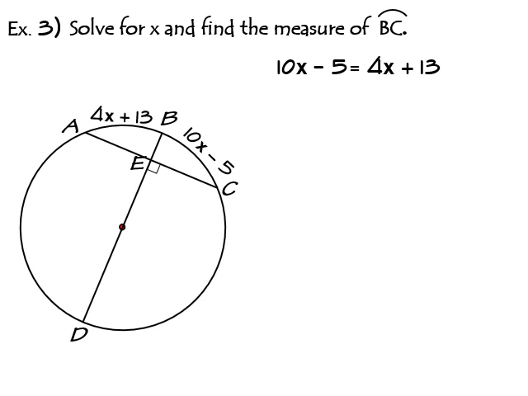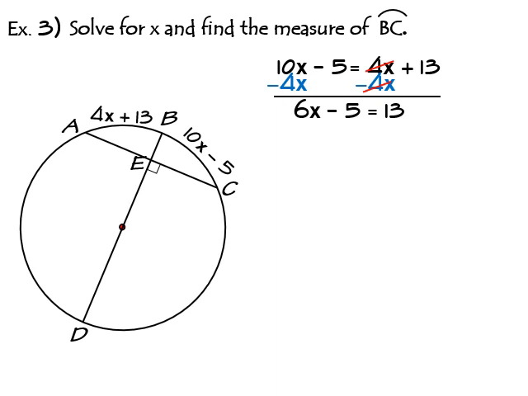Now to solve this, we have to get rid of the 4x and bring it to the other side. So we're going to subtract 4x from this side and subtract 4x from this side. Cancel that out. 10x minus 4x is 6x. Drop the negative 5, drop the equal sign, and drop the positive 13. Now we have 6x minus 5 equals 13.